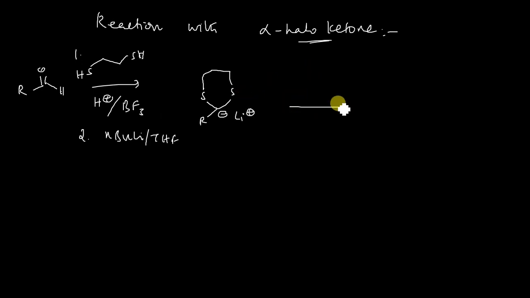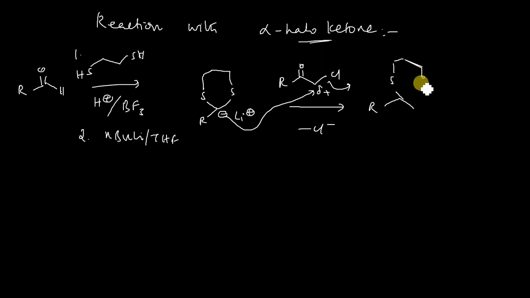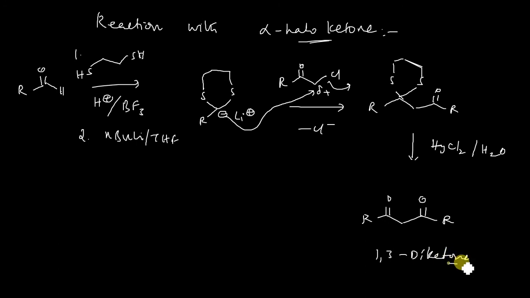Now treat this with alpha-haloketone. There is an electrophilic center you can observe, which is directly connected to an electronegative atom, so this nucleophile adds to this. There is a loss of chloride, giving you a disubstituted 1,3-dithiane, followed by hydrolysis of this substituted dithiane, which gives you 1,3-diketones. So this is also a very good application, where treatment of lithiated 1,3-dithiane with alpha-haloketone gives you 1,3-diketones, which are very good starting materials in organic synthesis.